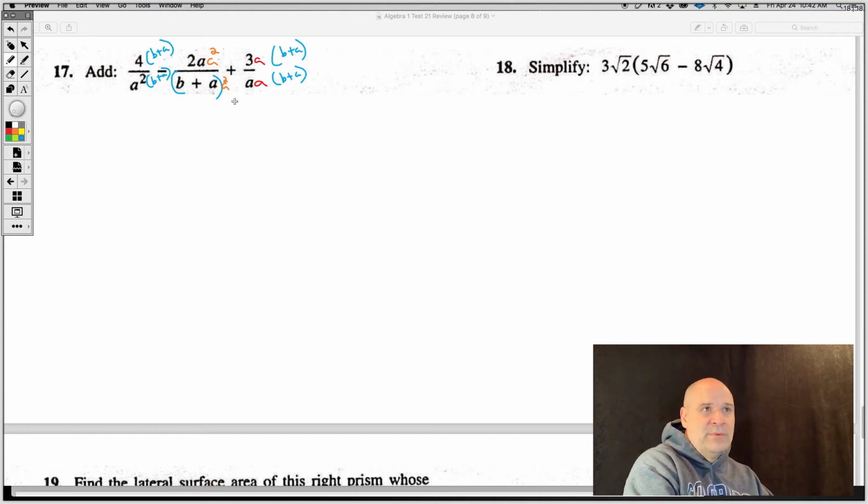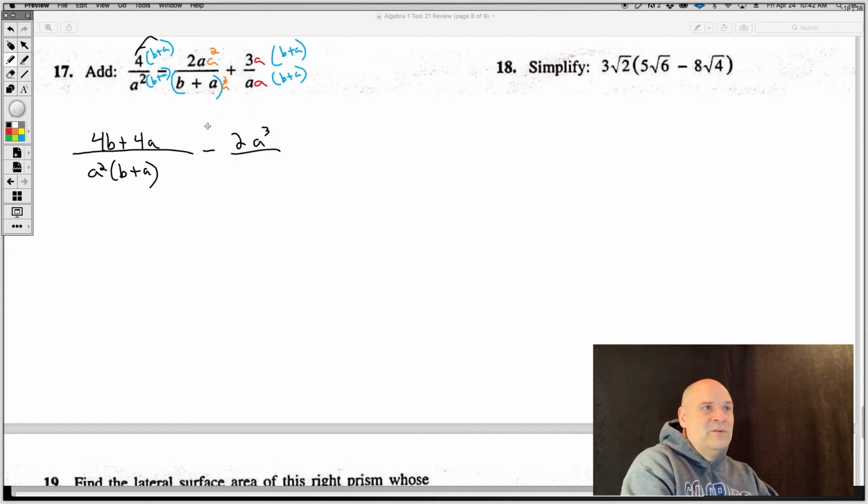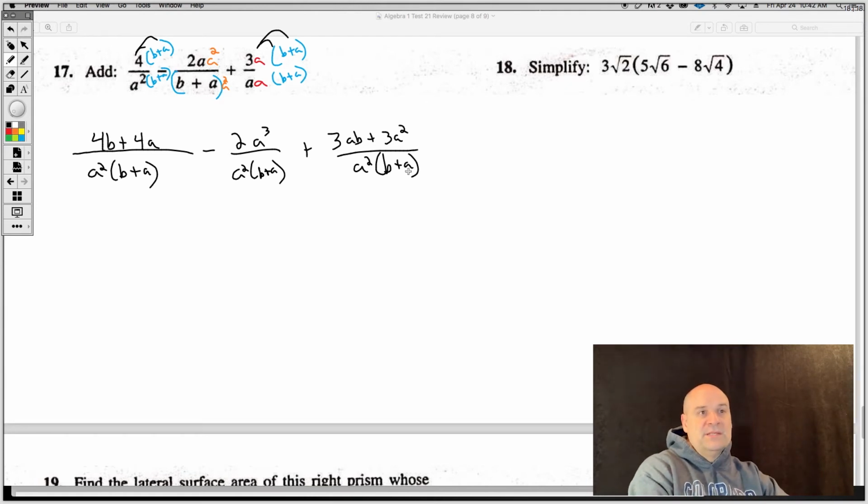So let's clean up this top and clean up the bottom and see what we have. Okay, we're gonna distribute that. So we get 4B plus 4A all over A squared, B plus A, minus. Well, let's simplify that. That's just 2A cubed because it's A times A squared, all over A squared, B plus A. Plus, well, let's distribute that. 3AB plus 3A squared all over A squared, B plus A. All right, now the last step, since we all have the same denominator, we're gonna combine like terms over one big chubby denominator. Let's do that.